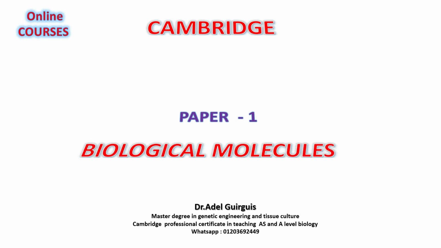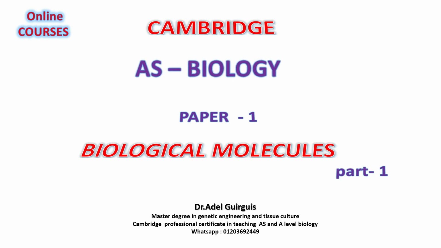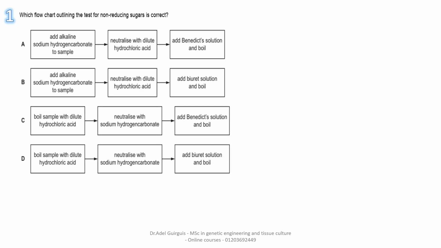Today we are going to revise paper 1 on certain important topic, biological molecules. It's part 1. Okay, let's start. Number 1, which flowchart outlining the test for non-reducing sugars is correct? A, B, C or D? I think it's a good chance to revise how can we determine the non-reducing sugar in unknown sample.